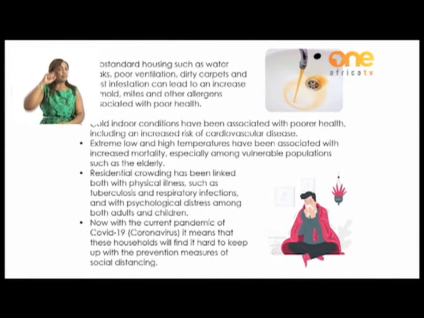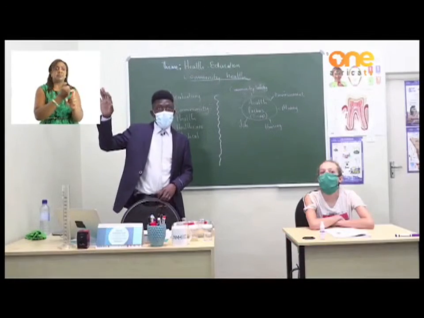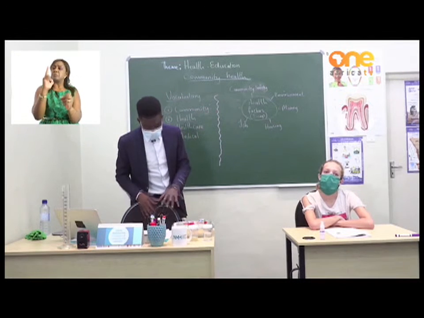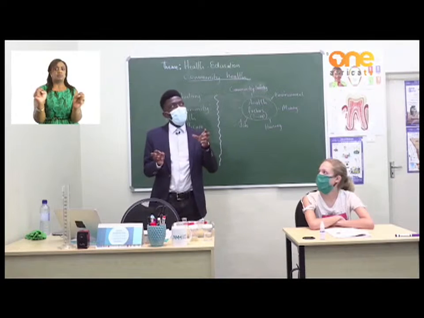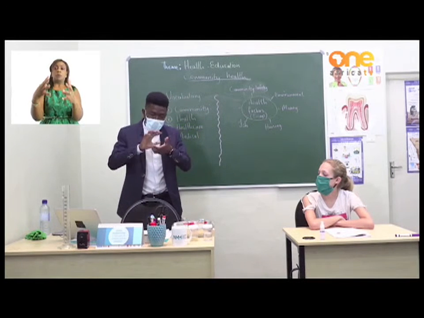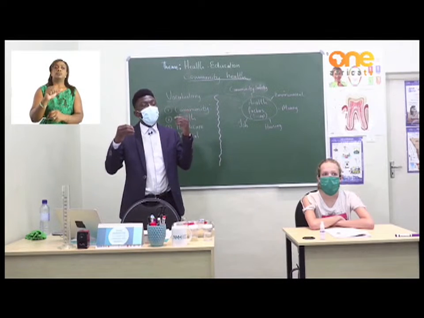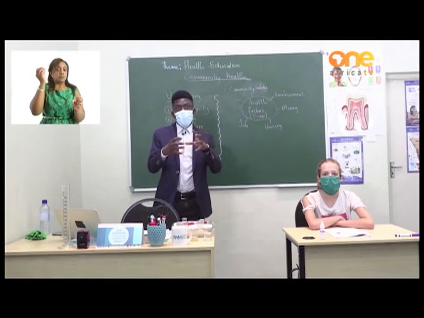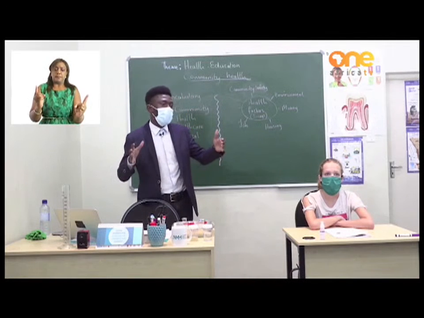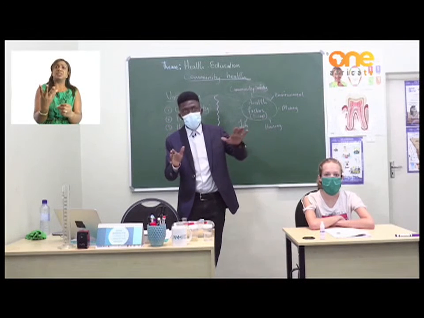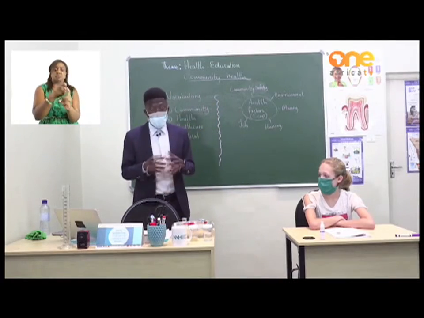And now with the current pandemic going on, COVID-19, it means that these households will find it very hard to keep up with the prevention measures of social distancing if they don't have houses, for instance. Because most of our houses in the outskirts of Windhoek have no structure of streets and stuff, they are just piled together, and the people don't really have enough space to distance themselves. Because some of them live six in a kabashu and so on.